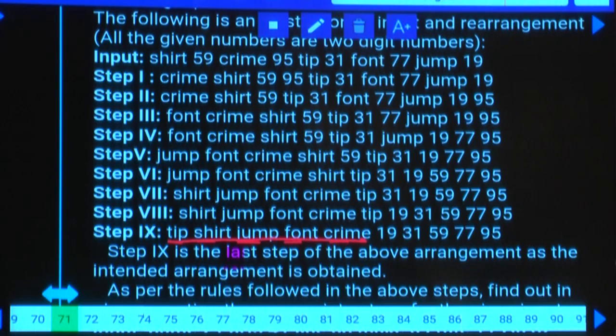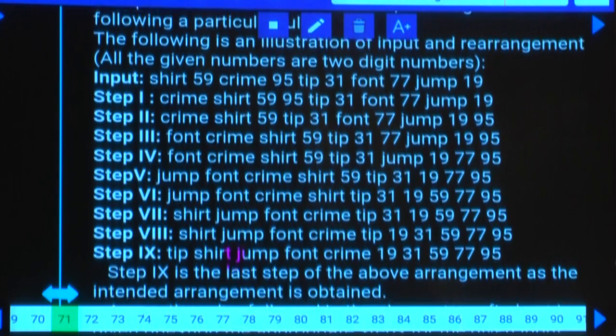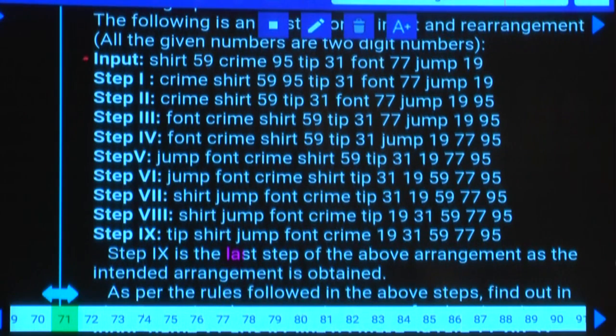And next one the numbers. What are these numbers here? 19, 31, 59, 77, 95. All these numbers are in the ascending order. Now the words are in the descending order and the numbers are in the ascending order, isn't it? Now this is the final logic. After finalizing the logic, then we need to compare input and step 1 in order to find out the pattern followed in this. That means how these elements were arranged.